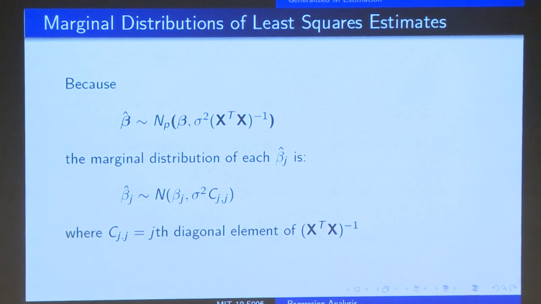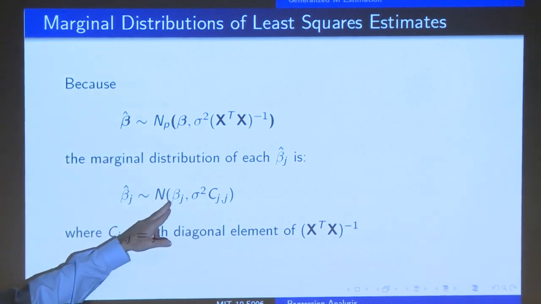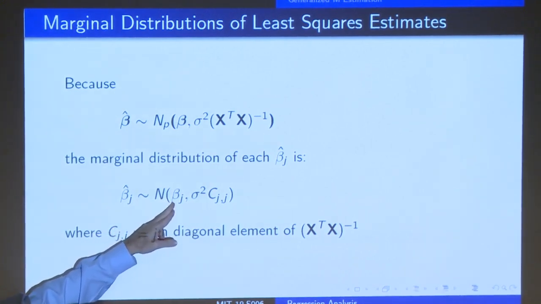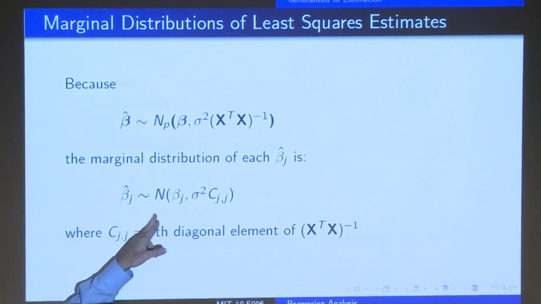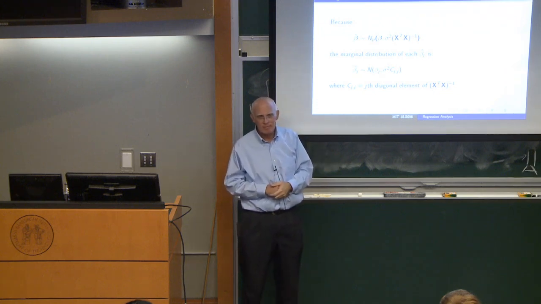The marginal distribution of each of the beta hats is given by a univariate normal distribution with mean beta j and variance equal to the diagonal. Now, at this point, saying that is like an assertion, but one can actually prove that very easily given this sequence of arguments. Can anyone tell me why this is true? Well, let me tell you.